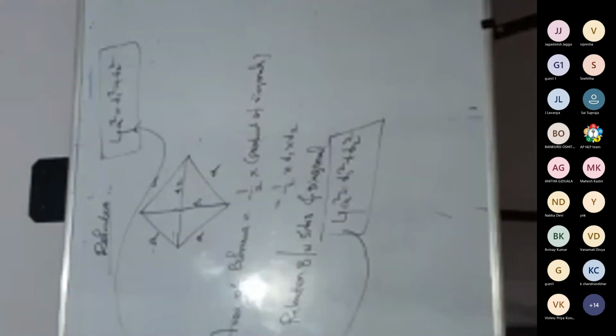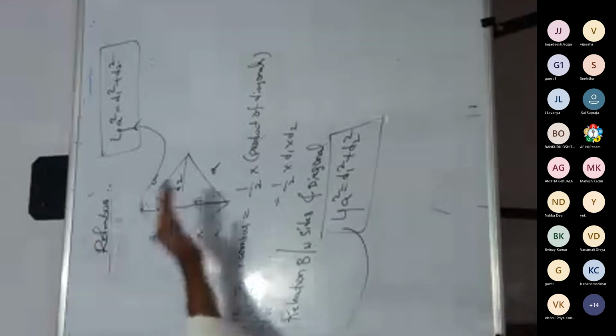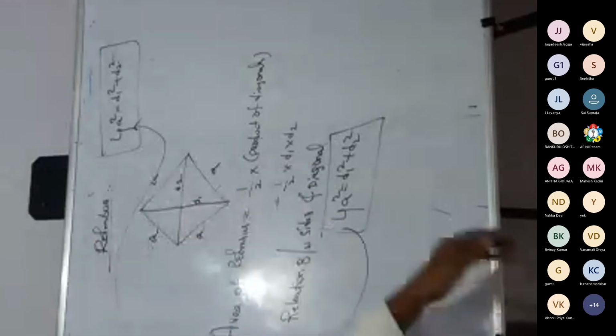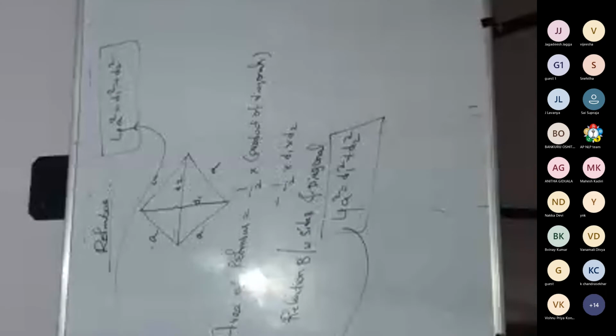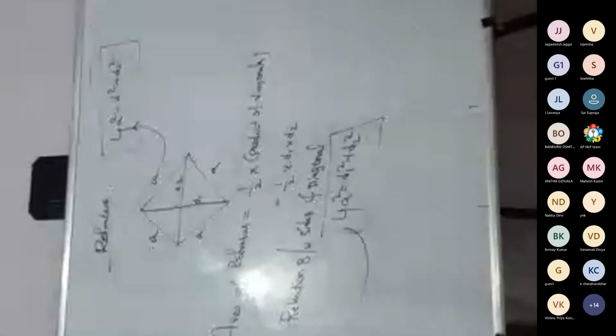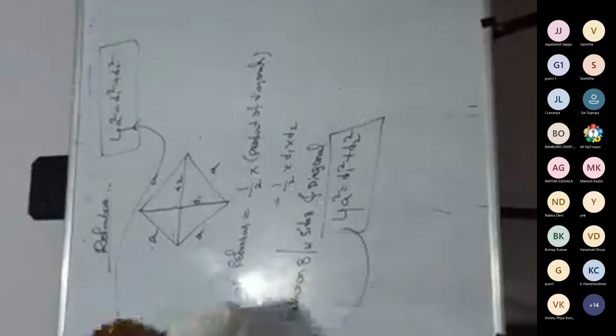Don't worry. With these formulas, you can answer any question in mensuration. You should be very familiar with all these formulas. Please go through them, it's very easy also. What is the area of a rhombus? Half D1 D2. What is the relation between side and diagonal? 4a square is equal to D1 square plus D2 square.